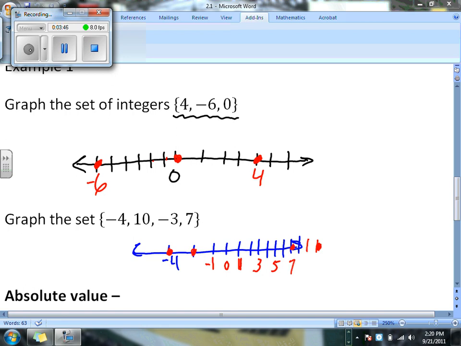Now, pretend if this set had an ellipsis on it. It's saying that the pattern, this actually isn't any particular pattern, but say it's a pattern, and say its pattern continued to the left, to the negative direction. We would just put a big arrow pointing to the negative direction. That would tell us that that pattern continues.